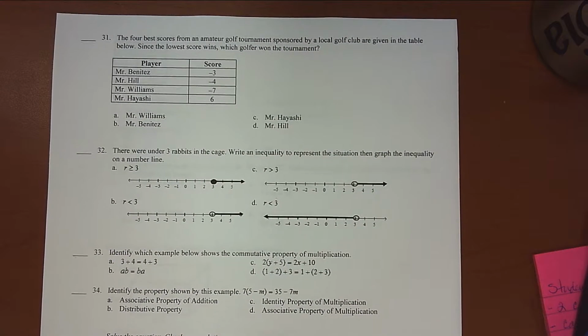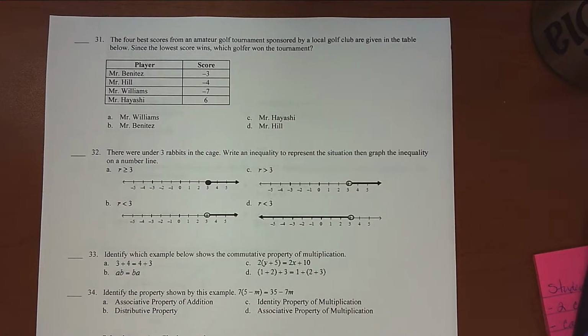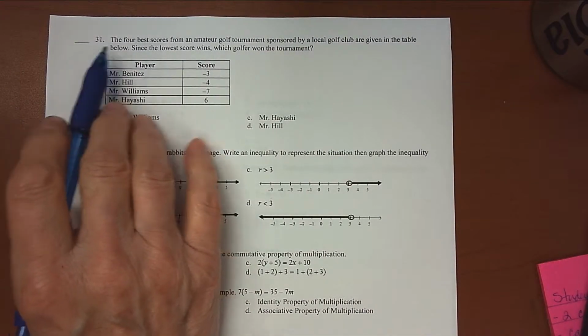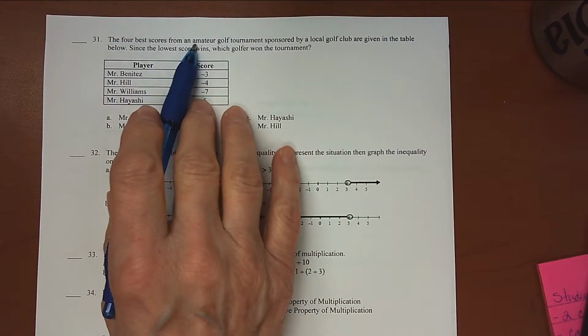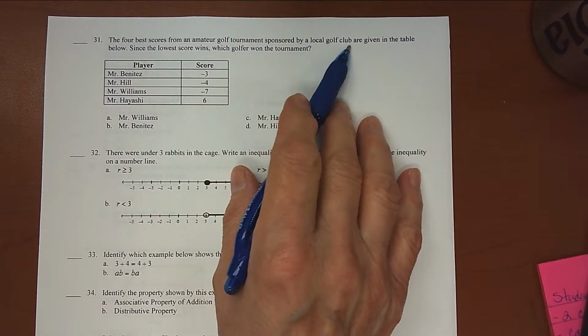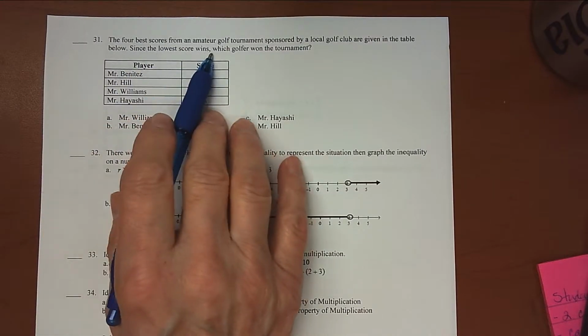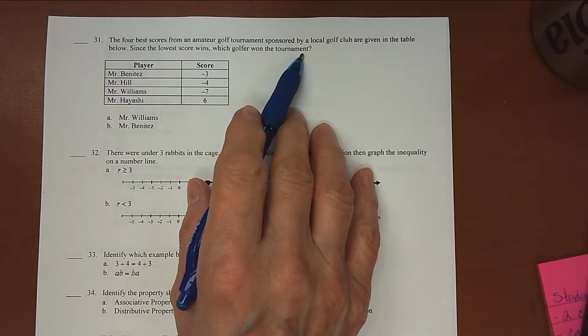This is our Math 6 study guide for the final, and this is page number 7, starting with problem number 31. The 4 best scores from an amateur golf tournament sponsored by a local golf club are given in the table below. Since the lowest scorer wins, which golfer won the tournament?